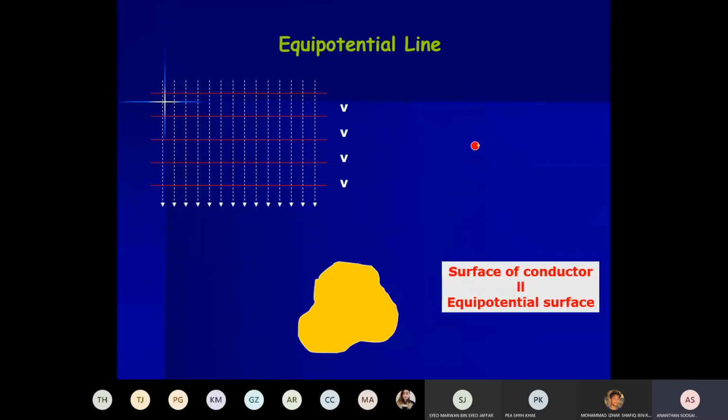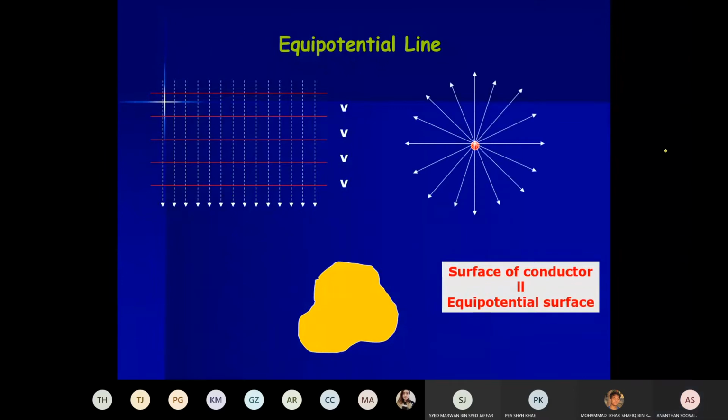In the exam they might ask you to draw the equipotential line for a point charge. Let me draw one. This is the field line. It's a positive point charge, so the field line is going outward. The red is the equipotential line. The equipotential line takes the same shape as the surface of the body. If the surface of the body which carries the charge is a sphere, the equipotential line is also going to be a sphere.